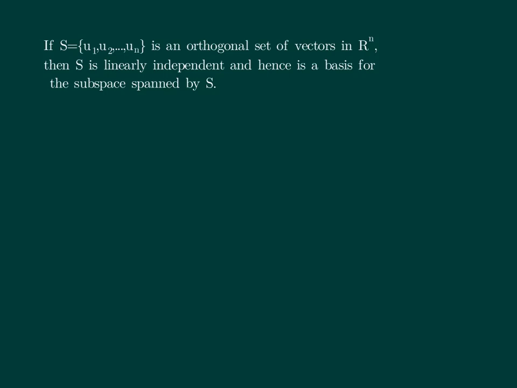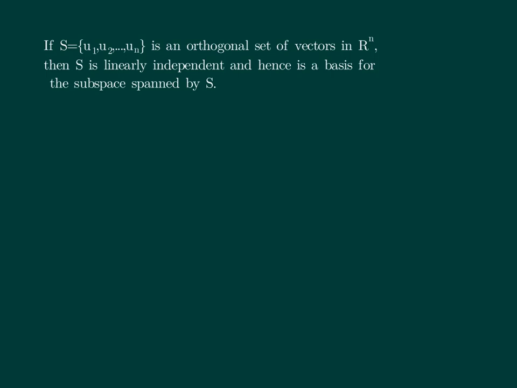We have a theorem that says if S is an orthogonal set of vectors in Rn, then S is linearly independent and hence is a basis for the subspace spanned by S. So we have a set of vectors in S. First, let's remember what it means for vectors to be orthogonal.